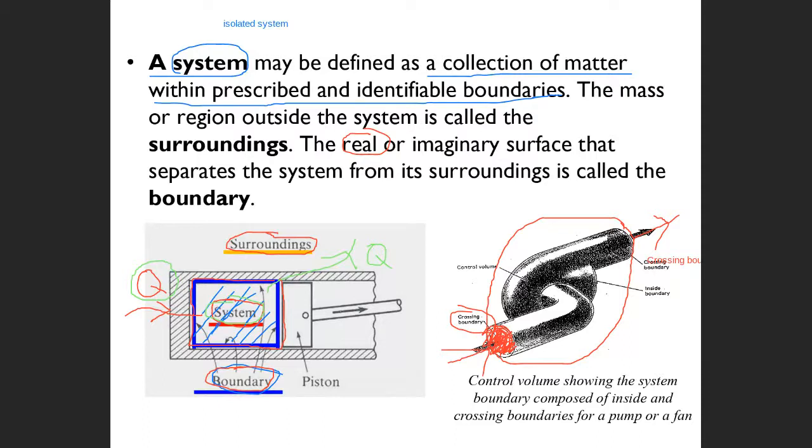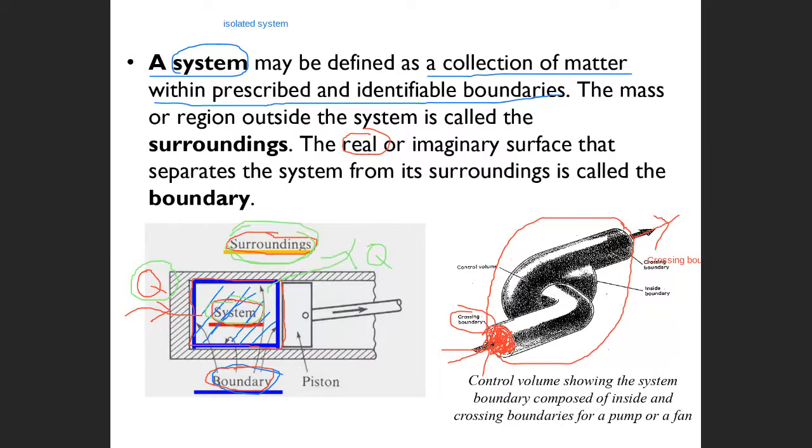Therefore, it's very important for us to first identify the system. The system is a collection of matter in the boundary, and outside the system is called the surrounding.